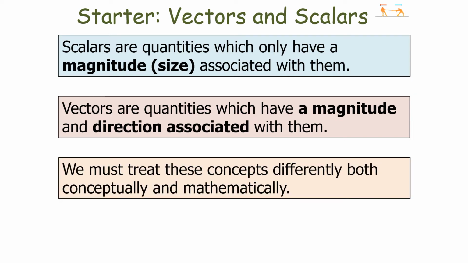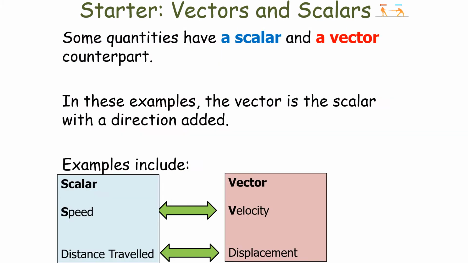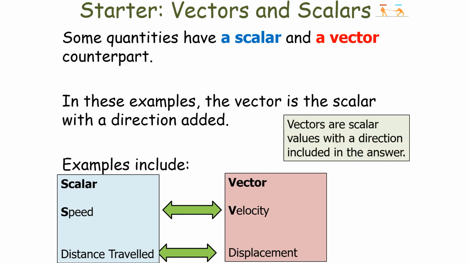Now we've got to treat these concepts differently both conceptually and mathematically. Now some quantities have a scalar and vector counterpart. Now in these examples the vector is the scalar with the direction added to it. So examples include speed being the scalar and velocity being the vector, and distance travelled being the scalar and displacement being the vector. So vectors are scalar values with the direction included in their answer.